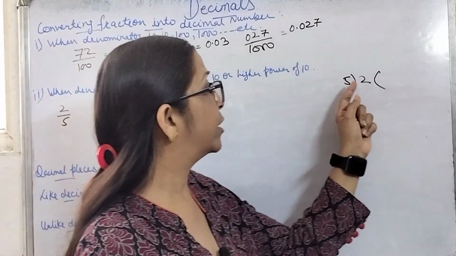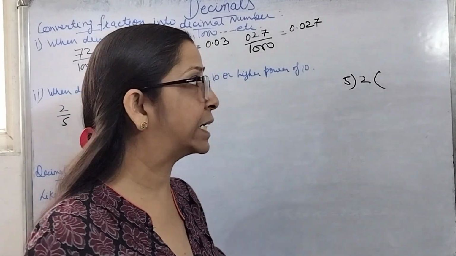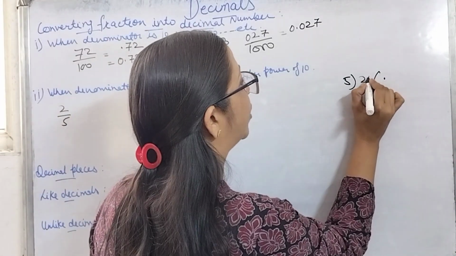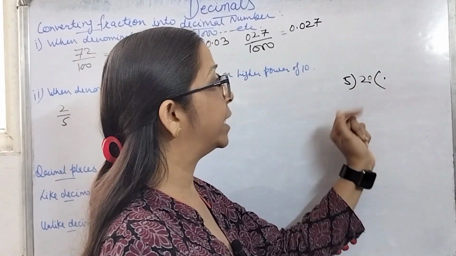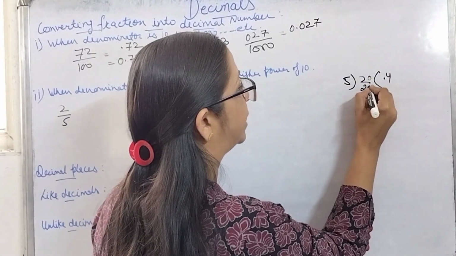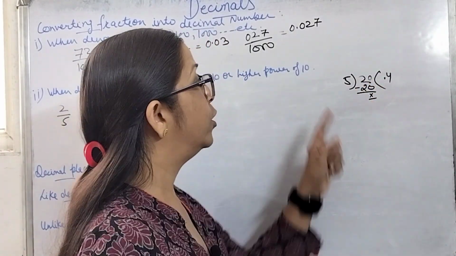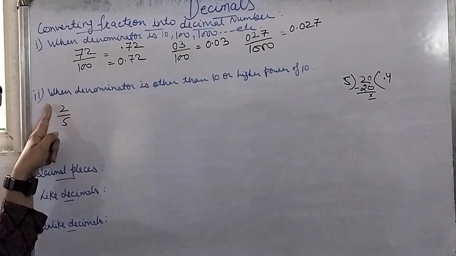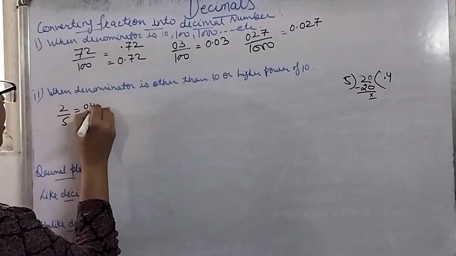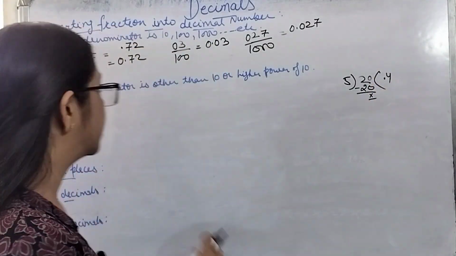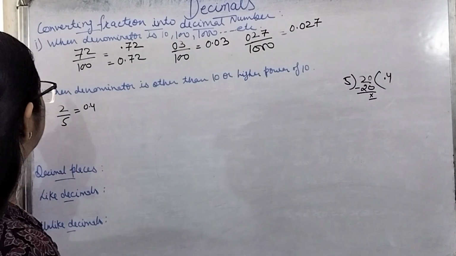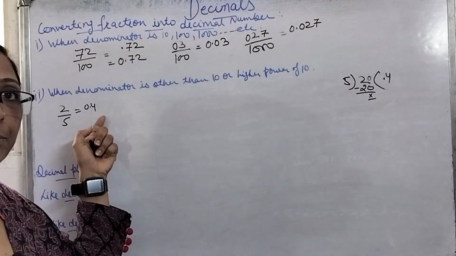Because 2 is smaller than 5, we directly place the decimal. Once we have kept the decimal, we can take 10. Now 5 times 4 is 20, so the quotient will be 4. Subtracting it, the remainder will be 0. So 2 upon 5, when divided, can be written as .4, which is the same as 0.4. So 2 upon 5 can be written as 0.4. This is a fraction converted into a decimal number.